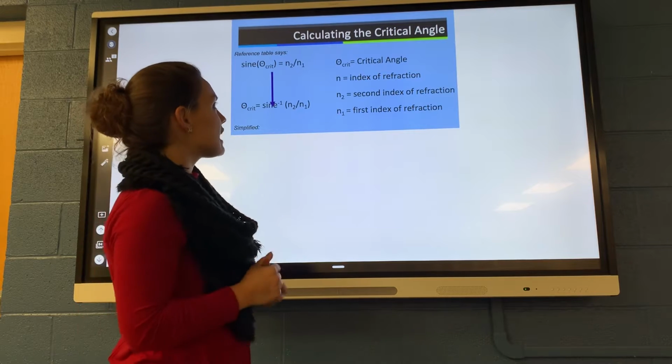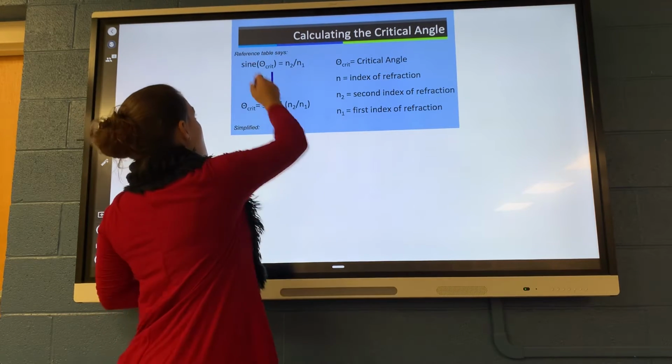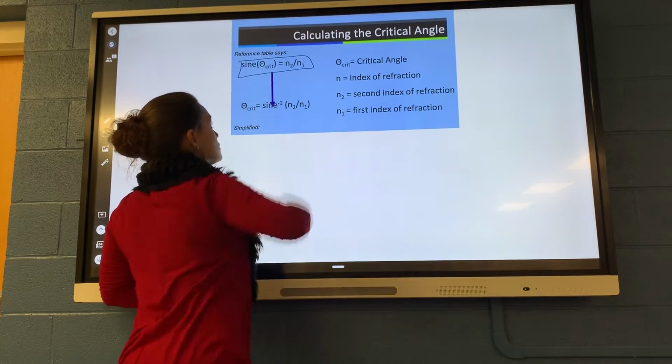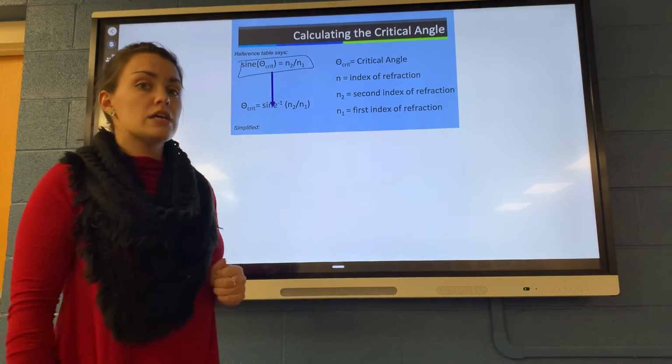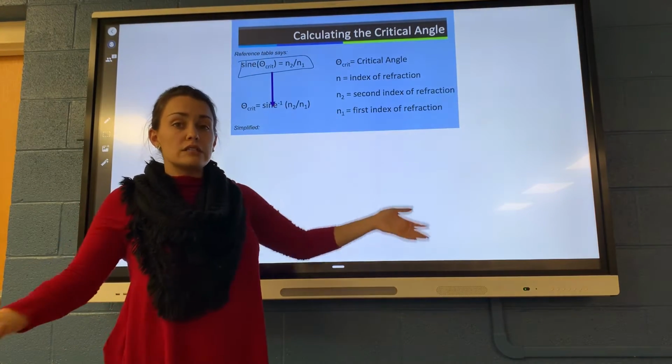All right, so how do we calculate the critical angle? Your reference table says the sine of the critical angle is N2 over N1, all right? We need to find the angle. We don't want the sine of the angle. That doesn't mean anything to us.